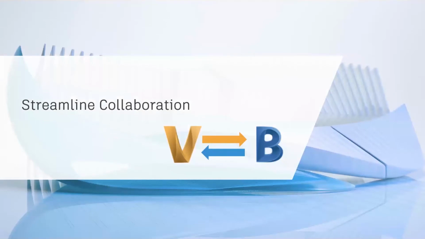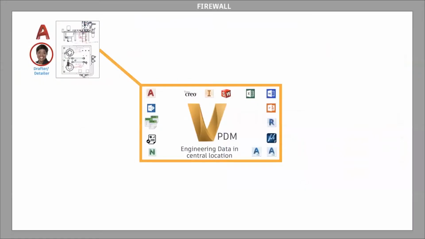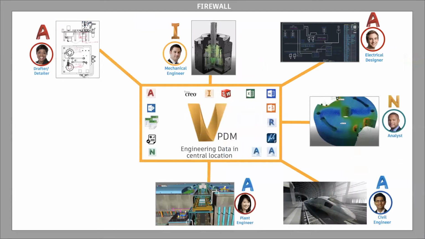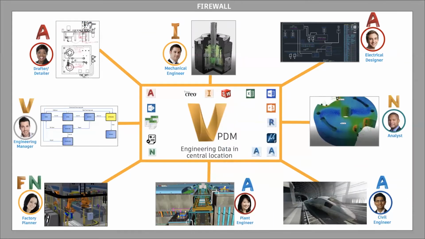We're going to move over to streamlining collaboration with Vault and BIM 360. So today we have Vault that talks to a lot of different personas throughout the industry, whether it be in the manufacturing space or in some of the AEC space as well. So we try and handle or communicate with drafters, mechanical engineers, electrical engineers, and so on and so forth. And Vault is a central depository for that type of data. So we're trying to connect to all of these different resources or these personas.